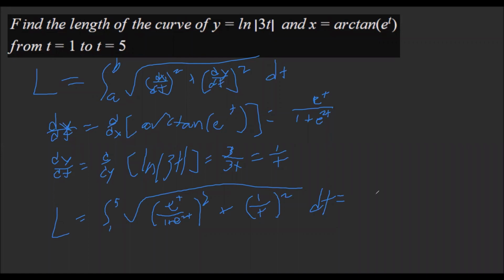I just plugged that into my calculator and I ended up with 1.654. So the length of the curve given by those two equations from t equals 1 to t equals 5 is equal to 1.654.